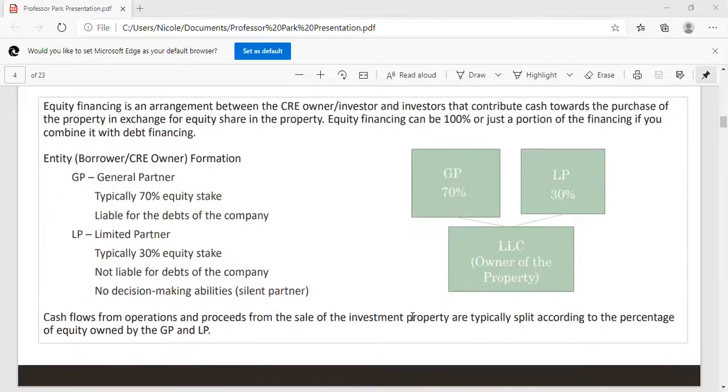So when you purchase a property, you'll set up an entity that's going to be the owner of the property. So it won't typically be an actual person.